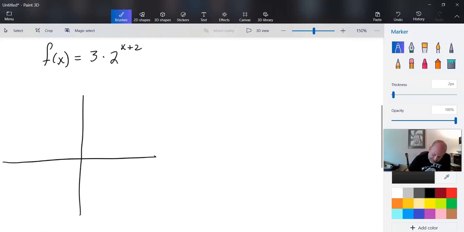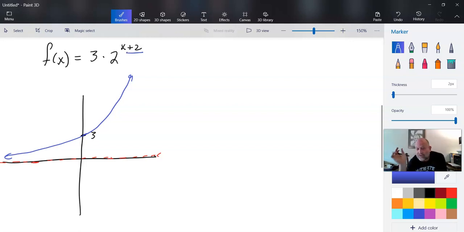Okay, so without the plus 2 on there, the y-intercept would be at 3. I'd have an asymptote on the x-axis, like so. And 2 is bigger than 1, so that means it will go up to the right and down to the left. Right? So it should look something like that. Right? General ballpark anyhow.